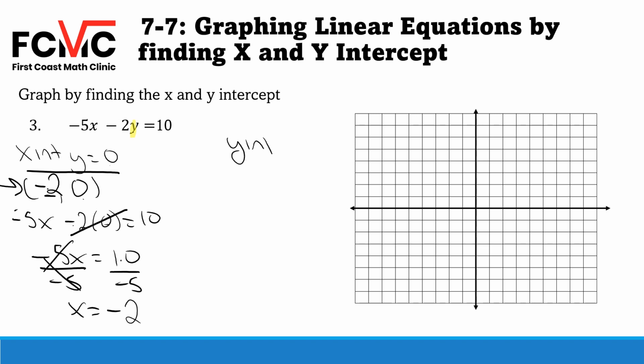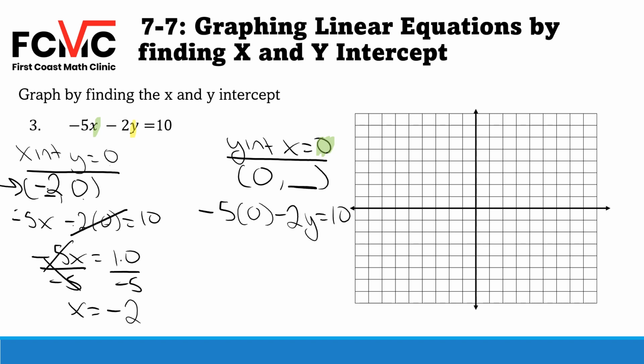Our y-intercept, x is equal to 0. So let's start with our ordered pair, 0. We want to fill in here. So I'm going to substitute that 0 in for x. So negative 5 times 0 minus 2y equals 10. Negative 5 times 0 is 0, so that goes away.